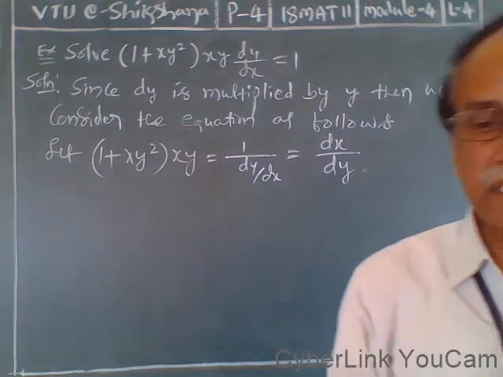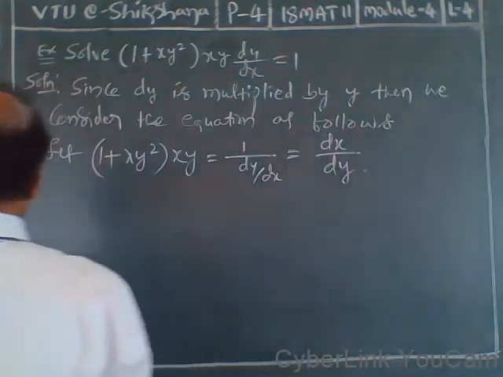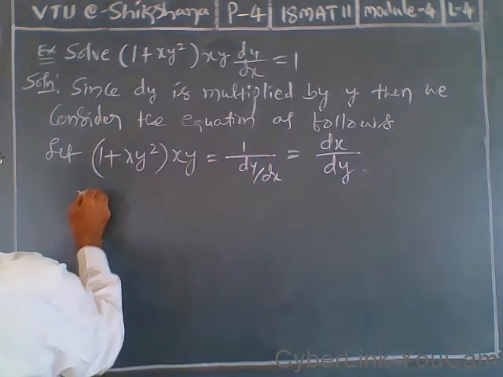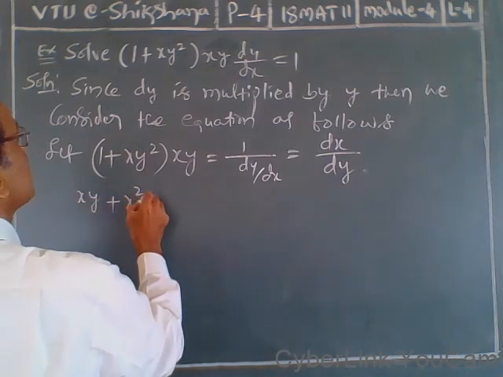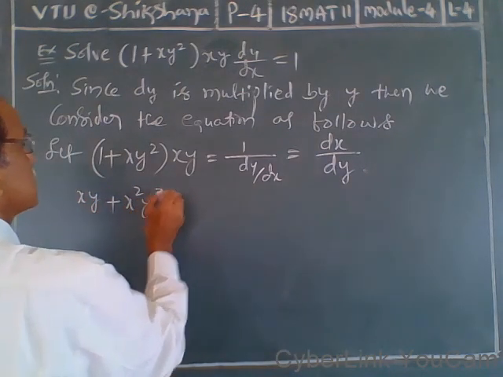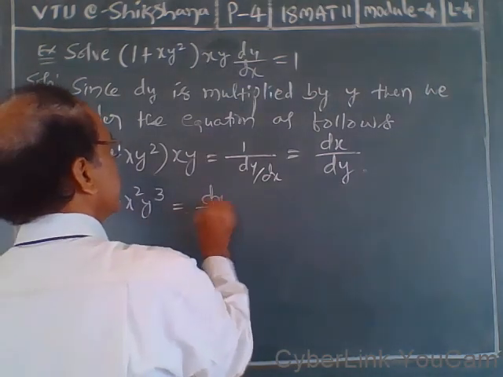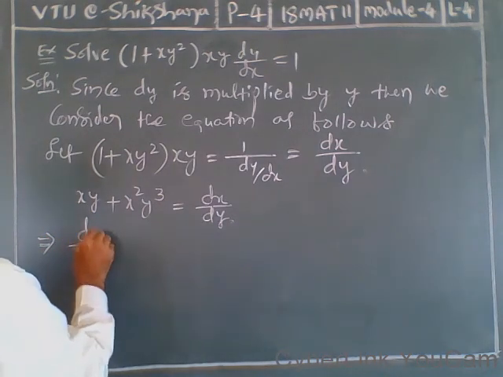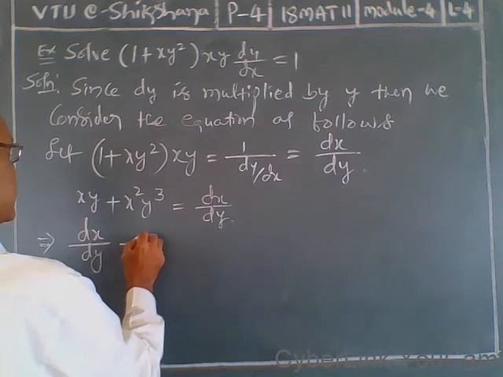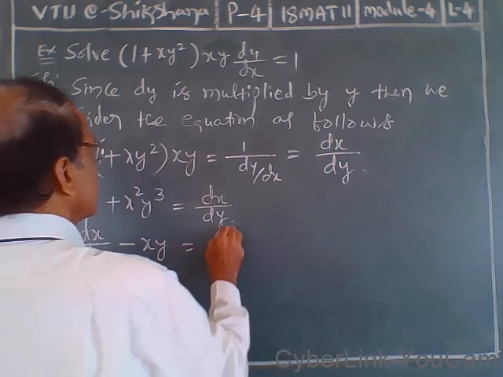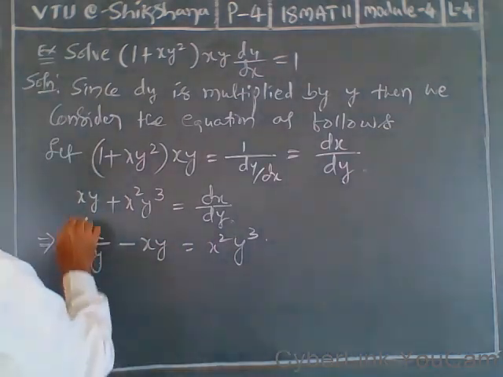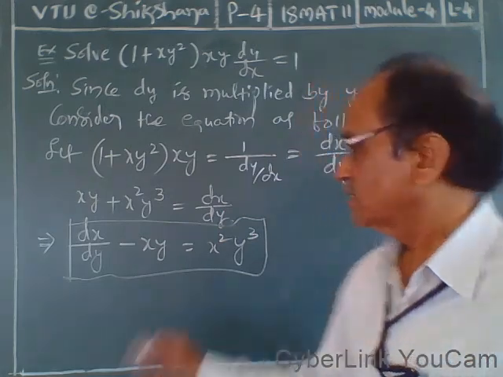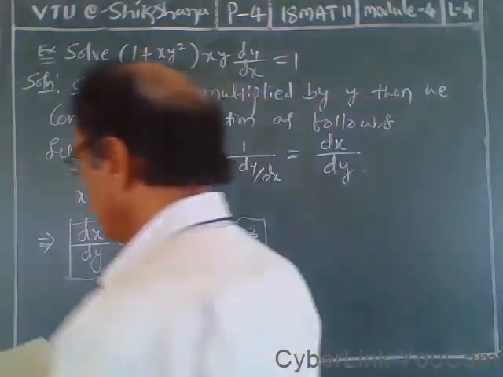Then after rewriting that, dx by dy, first you have to do that. All the terms you take to the other side. If you expand this, x into y plus x square into y to the power 3 is equal to dx by dy. Then you can write it as dx divided by dy minus xy is equal to x square into y cube. This is Bernoulli's differential equation, which is non-linear in x.